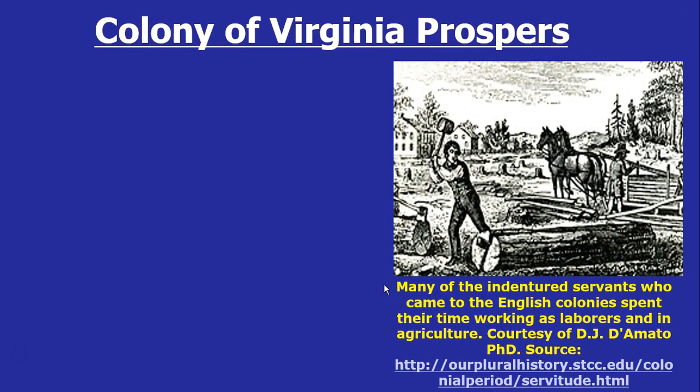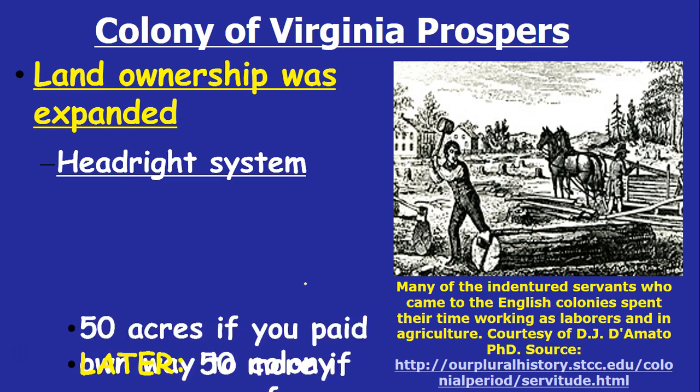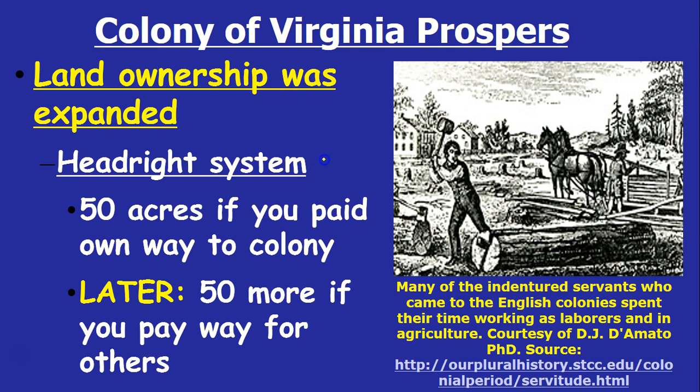She died very young, I think at age 26, somewhere in there. But nonetheless, the colony of Virginia, in Jamestown, Virginia, is going to start booming. Land ownership is going to be expanded. There's going to be a system that you need to know, and it's called the headright system that is established.